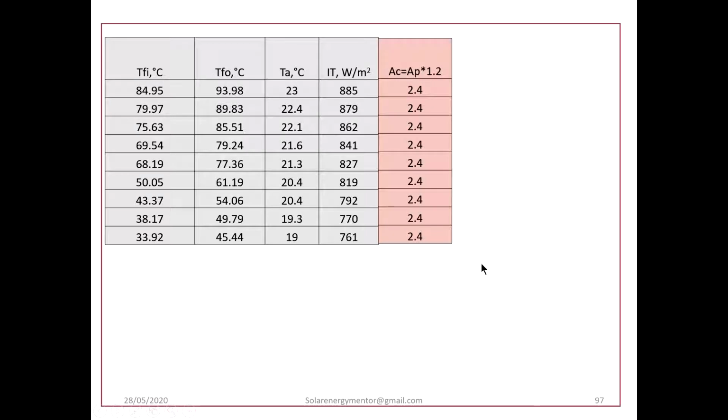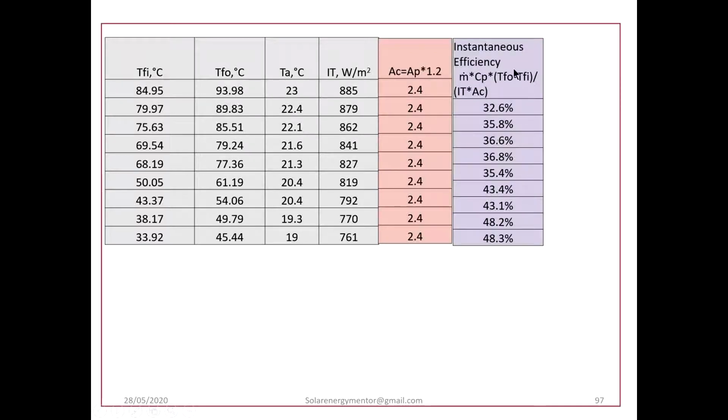So using Excel, you can calculate AC is equal to AP into 1.2, that is 2.4 meters square of collector area. We can calculate all the cases, and then instantaneous efficiency we can calculate as m dot Cp TFO minus TFI in the numerator, and then IT into collector area. That's why we have calculated collector area here. So IT is given and AC is known. So with this we can calculate the instantaneous efficiency values corresponding to this combination of TFI and TFO.